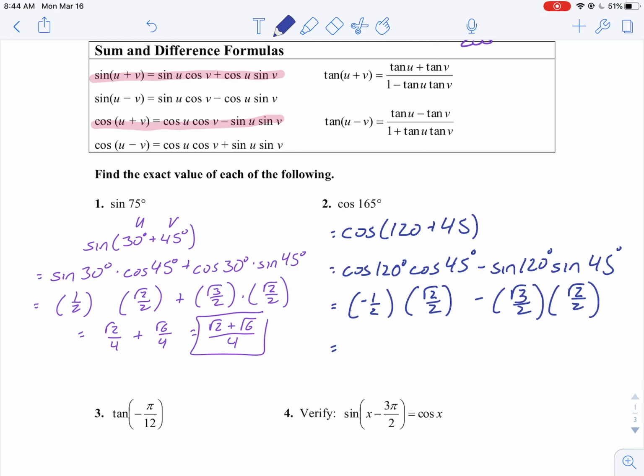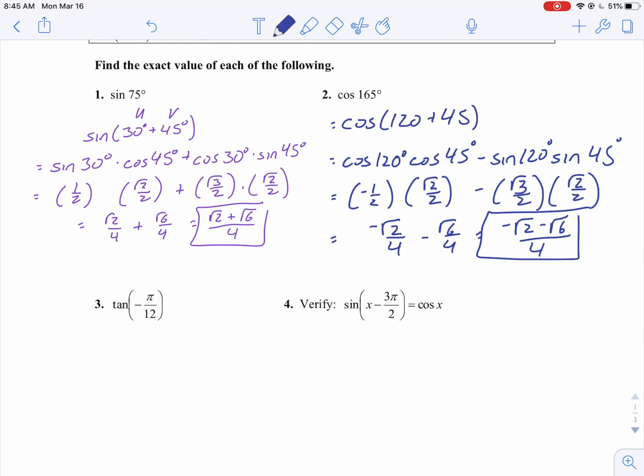So, multiplying and simplifying, I get negative root 2 over 4 minus root 6 over 4, which is negative root 2 minus root 6 over 4. If you'll notice, all of these answers are going to have some combination of root 2 and root 6 in the numerator and a 4 in the denominator. It's just the nature of the 30, 45, 60 right triangle.